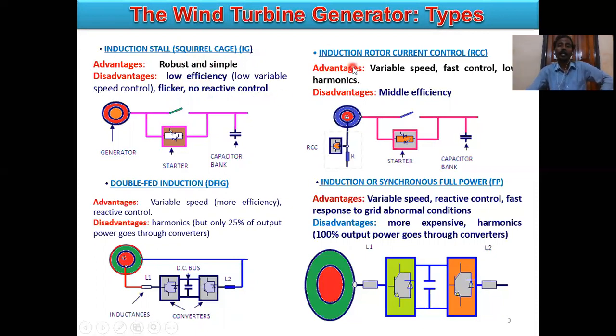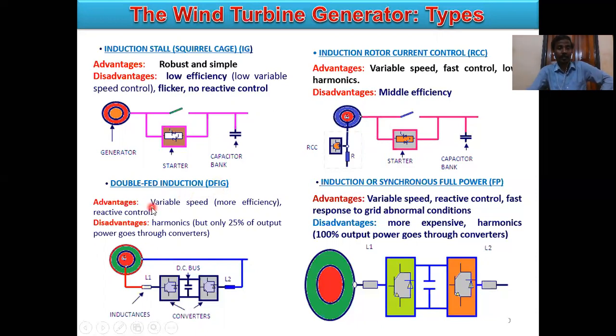Second section, induction rotor current control, RCC type of induction generator. Advantage: variable speed, fast control, low harmonics. And what is the disadvantage? Middle efficiency. And this is the architecture. And the doubly-fed induction generator, or DFIG.